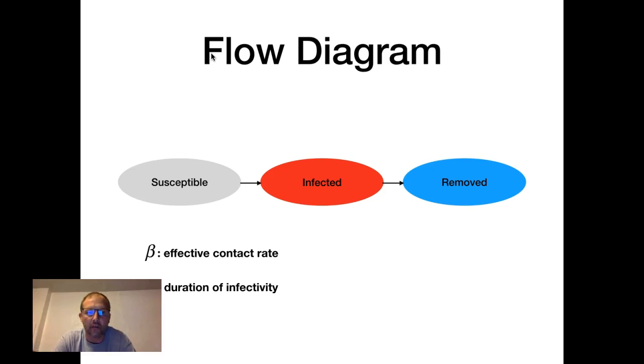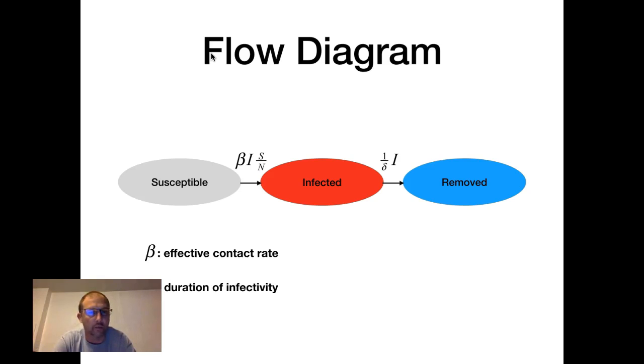Delta, the duration of infectivity. Once someone has become infected, how long are they going to be infected before they can become removed from the population? So if we add these additional terms to our flow diagram, susceptible has nothing going into it, only people being removed from it, and that's at a rate of beta times infected times the susceptible divided by the entire population.